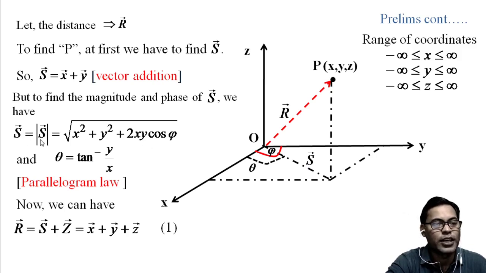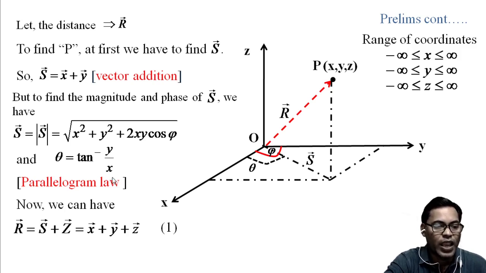The magnitude of s, that is mod of vector s, is root over x square plus y square plus 2xy cos phi, and the phase angle theta equals tan inverse of y by x. In this way, as is known to us, we can find the magnitude and the phase angle of a vector, here s.